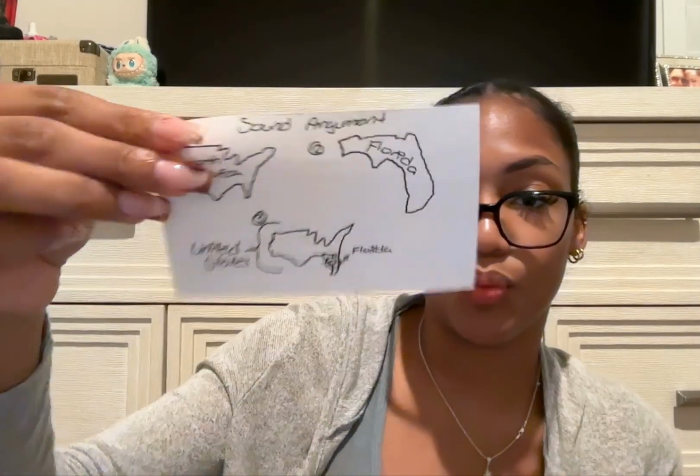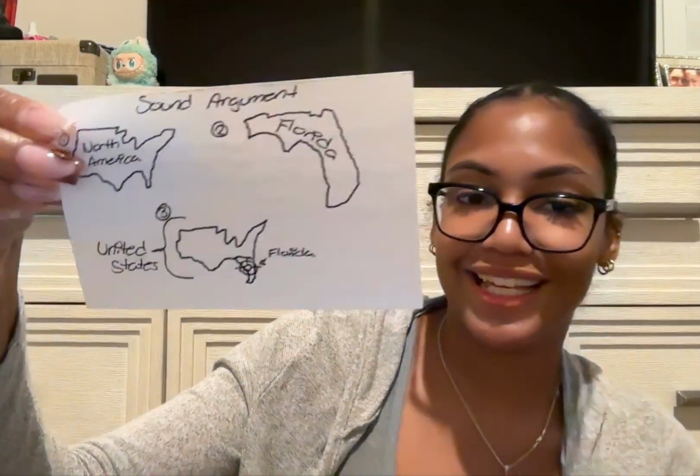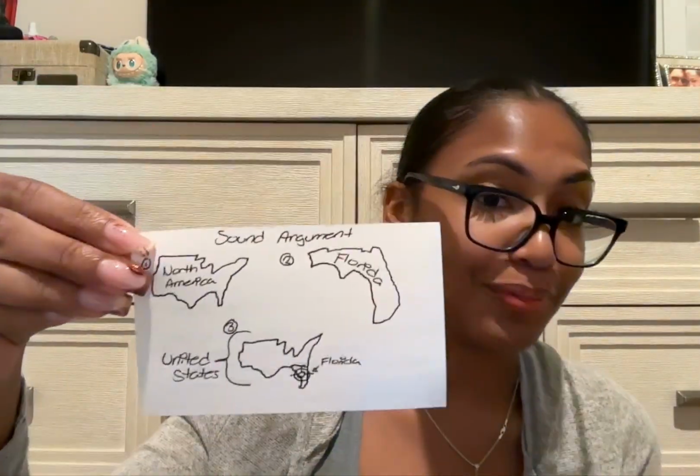Moving on to our third topic, what is a sound argument? A sound argument is the strongest kind of argument because it is both valid and built on true premises. That means the reasoning is solid and the starting points are actually true. So the conclusion has no way of being wrong. Here we also drew a diagram. This one's a little bit different, a little bit sketchy.